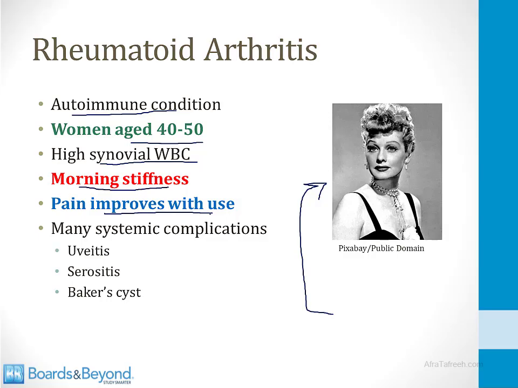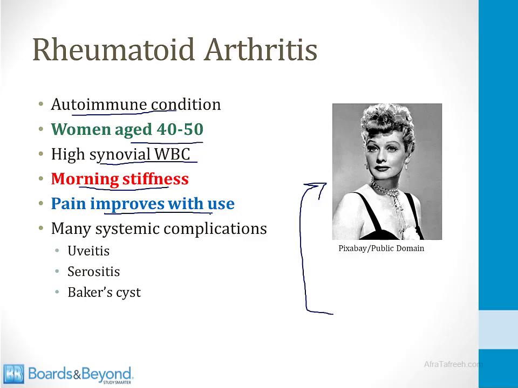In rheumatoid arthritis, as the patient rests at night, inflammatory tissue builds up in the joints, and therefore when the patient wakes up they are very stiff and painful. As the patient uses the joints, the inflammatory tissue is broken up and it becomes easier to use those joints. This is the opposite of osteoarthritis.